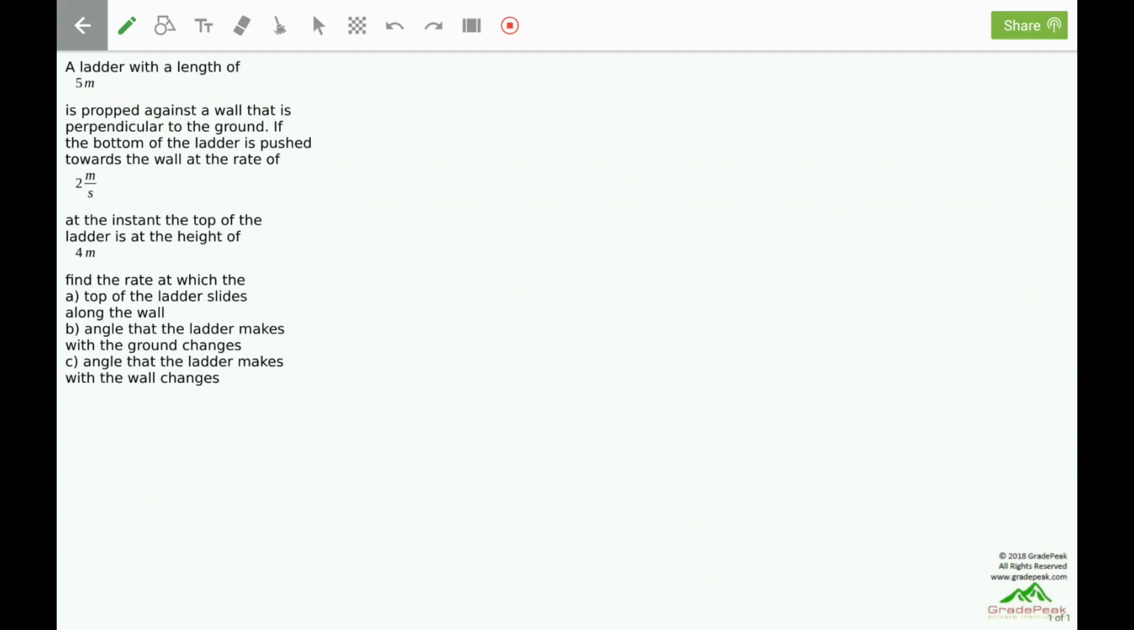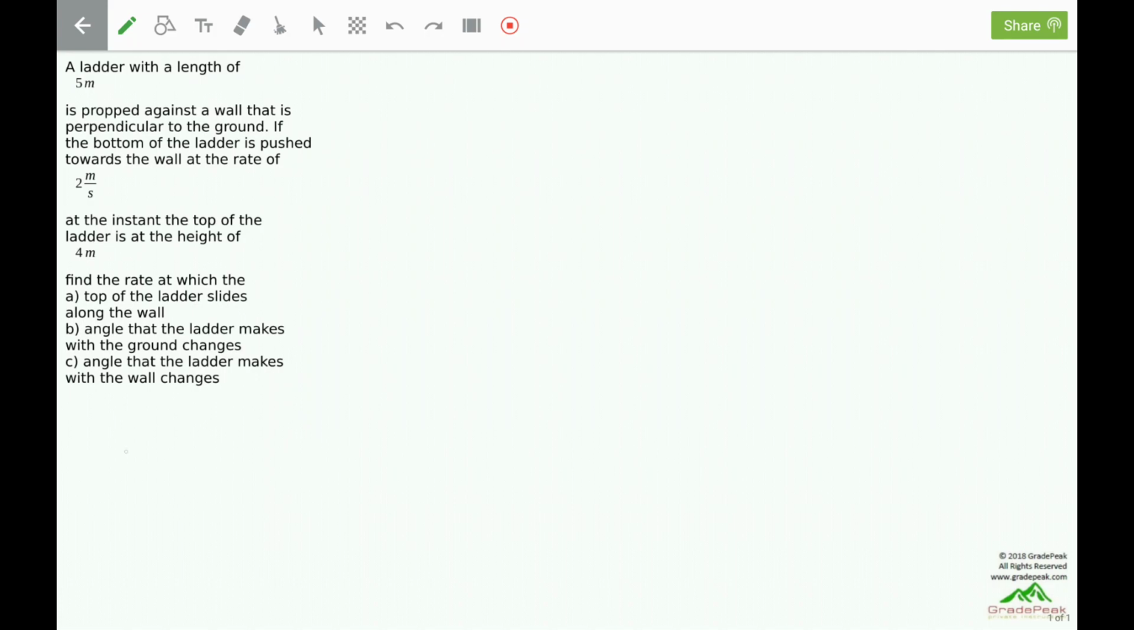A ladder with a length of 5 meters is propped against a wall that is perpendicular to the ground. If the bottom of the ladder is pushed towards the wall at the rate of 2 meters per second at the instant the top of the ladder is at the height of 4 meters, find the rate at which A, the top of the ladder slides along the wall, B, the angle that the ladder makes with the ground changes, and C, the angle that the ladder makes with the wall changes.